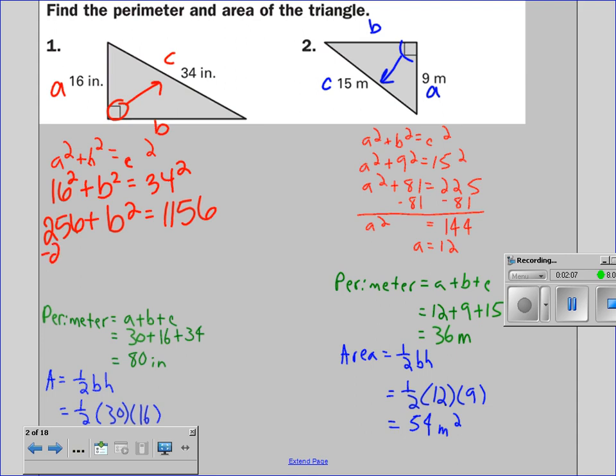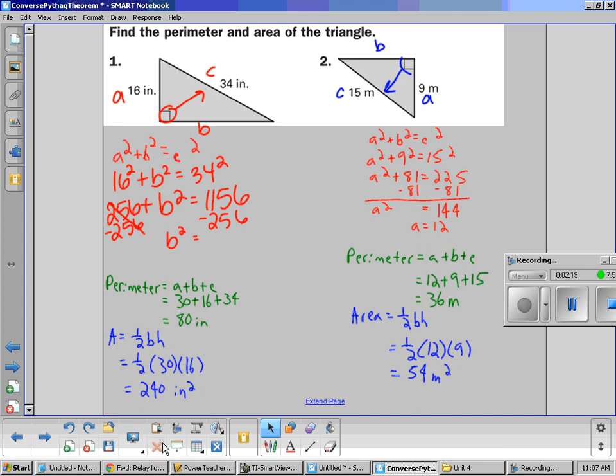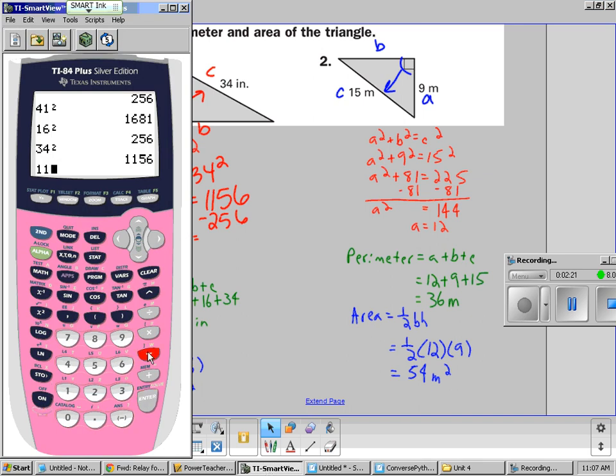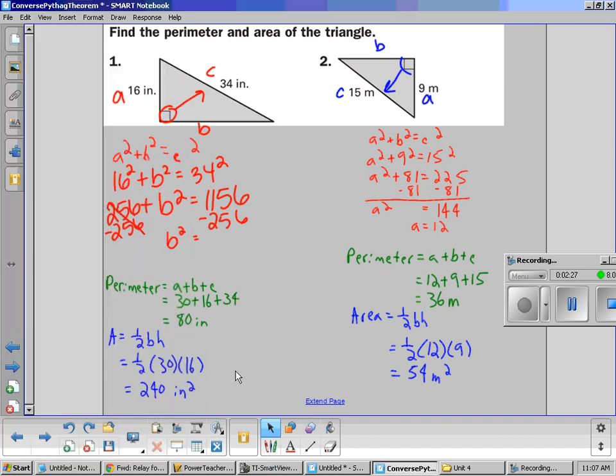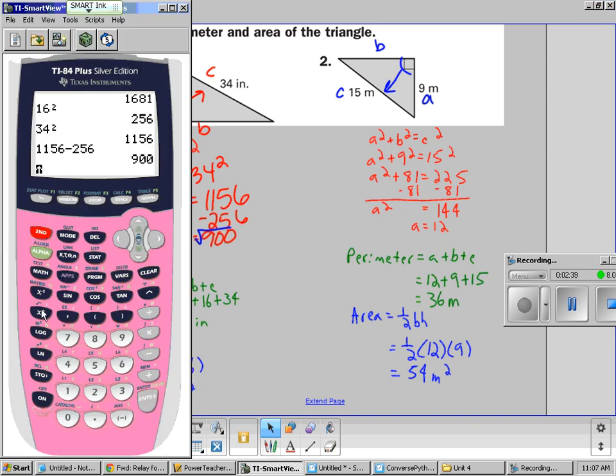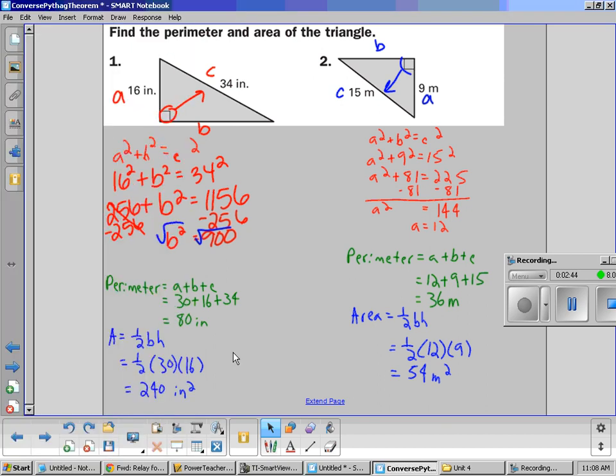All I did was 16 squared in the calculator and 34 squared in the calculator. And then I subtract 256 from both sides. I'm left with B squared on the left side. And then we do 1156 minus 256 in the calculator. That gives us 900. So B squared equals 900. From there, we take the square root of both sides. The square root of 900 is 30. So the length of B is 30.